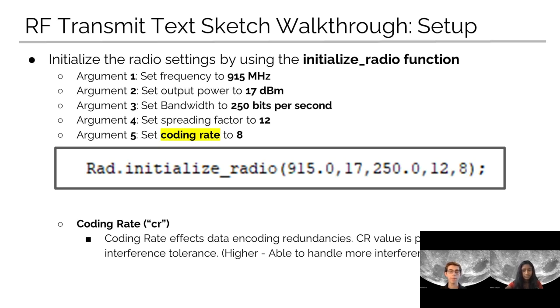Coding rate affects our data encoding redundancies. So it is proportional to the tolerance of interference that our packets can handle. So essentially, the higher our coding rate value, the more our packets are able to handle interference that may disrupt or destroy our transmissions.